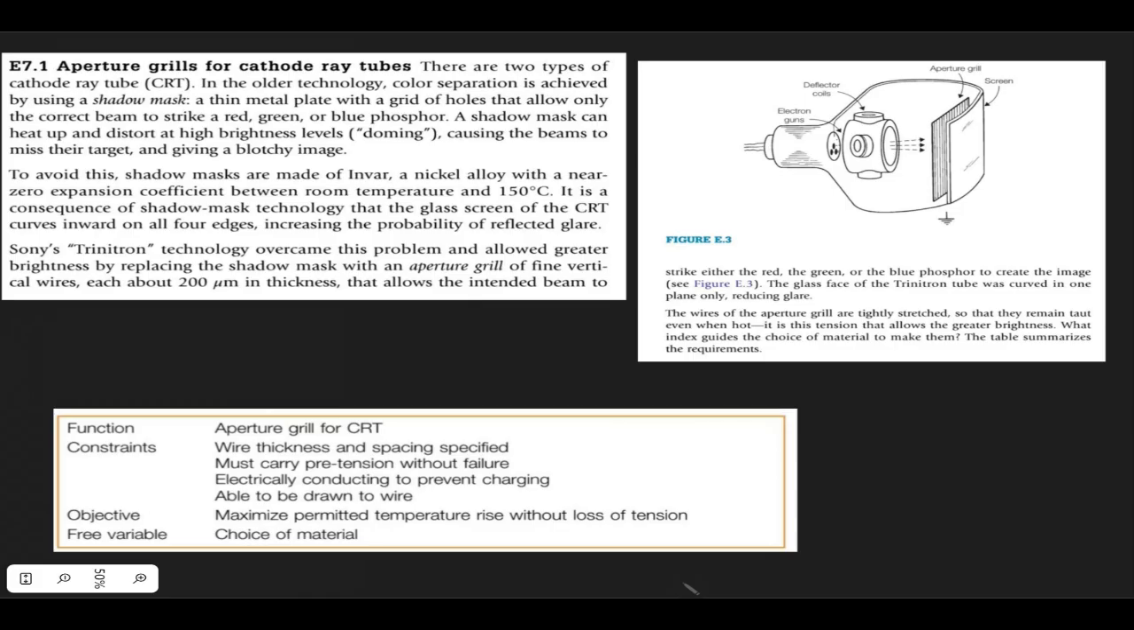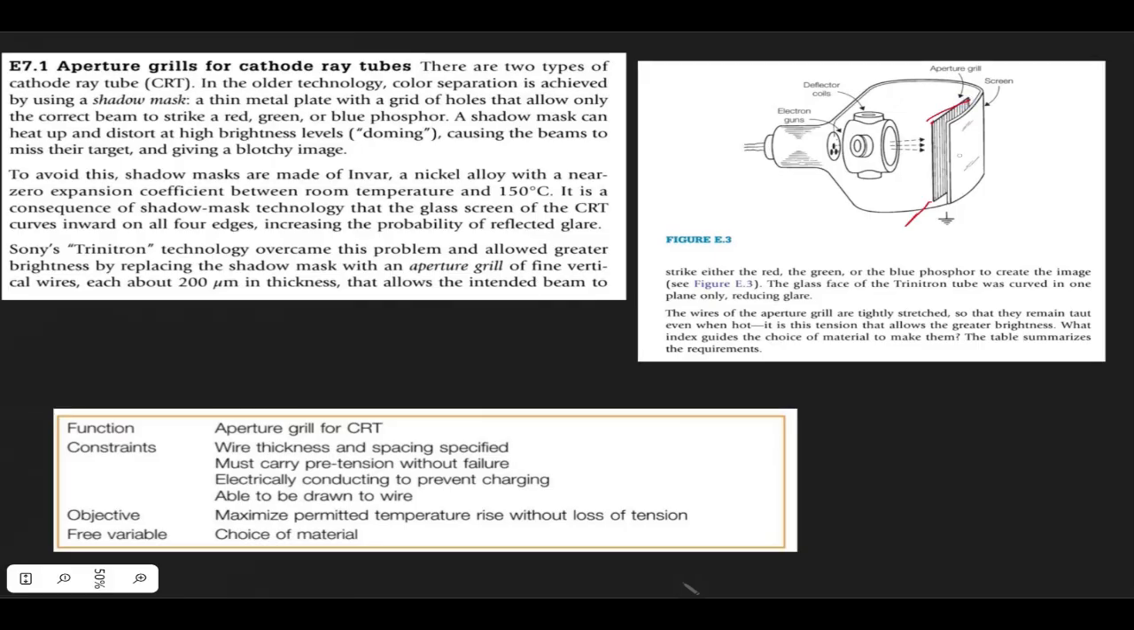So guys, for question 7.1, take a second, pause the video and read the question. I don't want to go through all the write-ups that they've done here, but luckily they have already derived the function, constraint, objectives, and free variable for us. The first step in deriving a material index is to get this table over here. Since they have already given us the table, I'm just going to tell you what the question is talking about. We are trying to derive the material for this aperture grill.